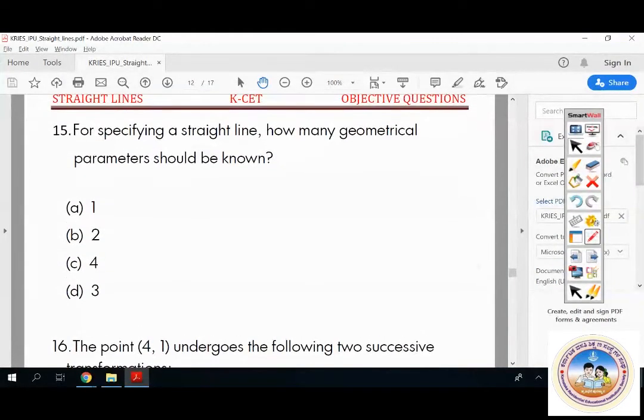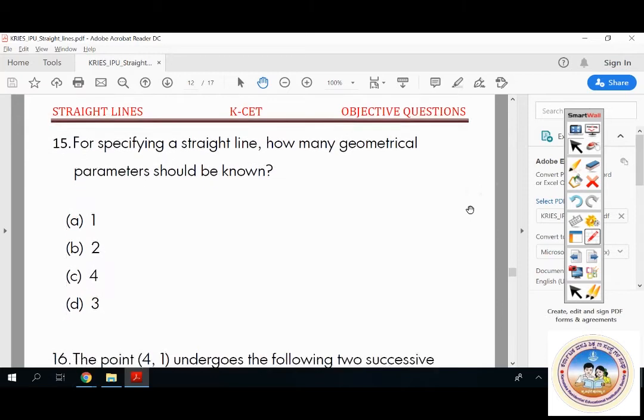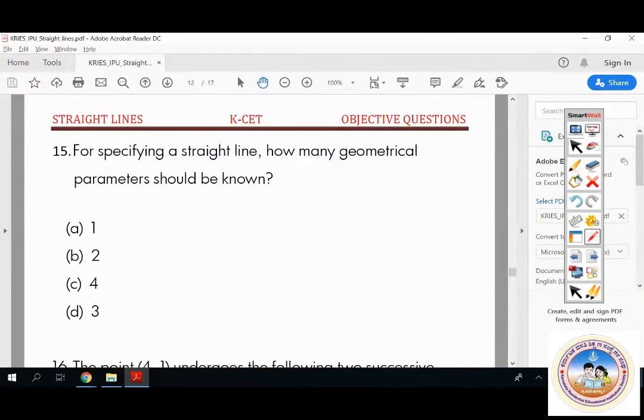So it's a direct question. For specifying a straight line, how many geometrical conditions or geometrical parameters should be given or should be known? That's a question. So here for specifying a straight line, you can check y equal to mx plus c or y minus y1 is equal to m into x minus x1. Any different forms of lines or general lines.